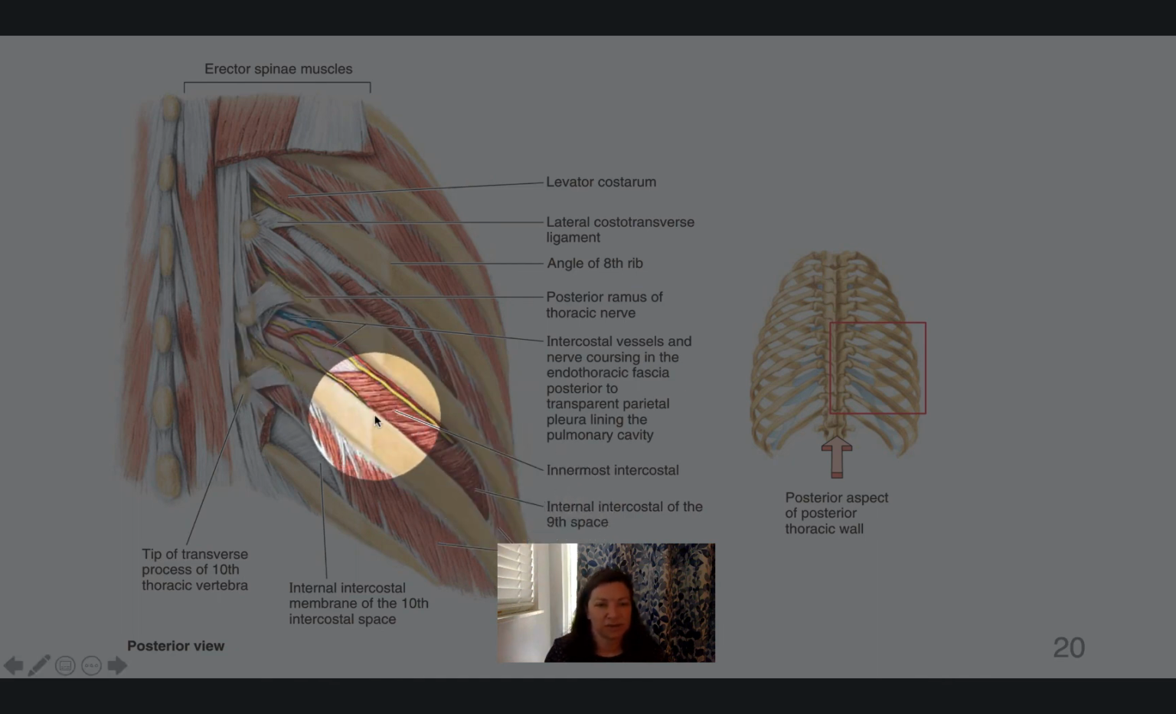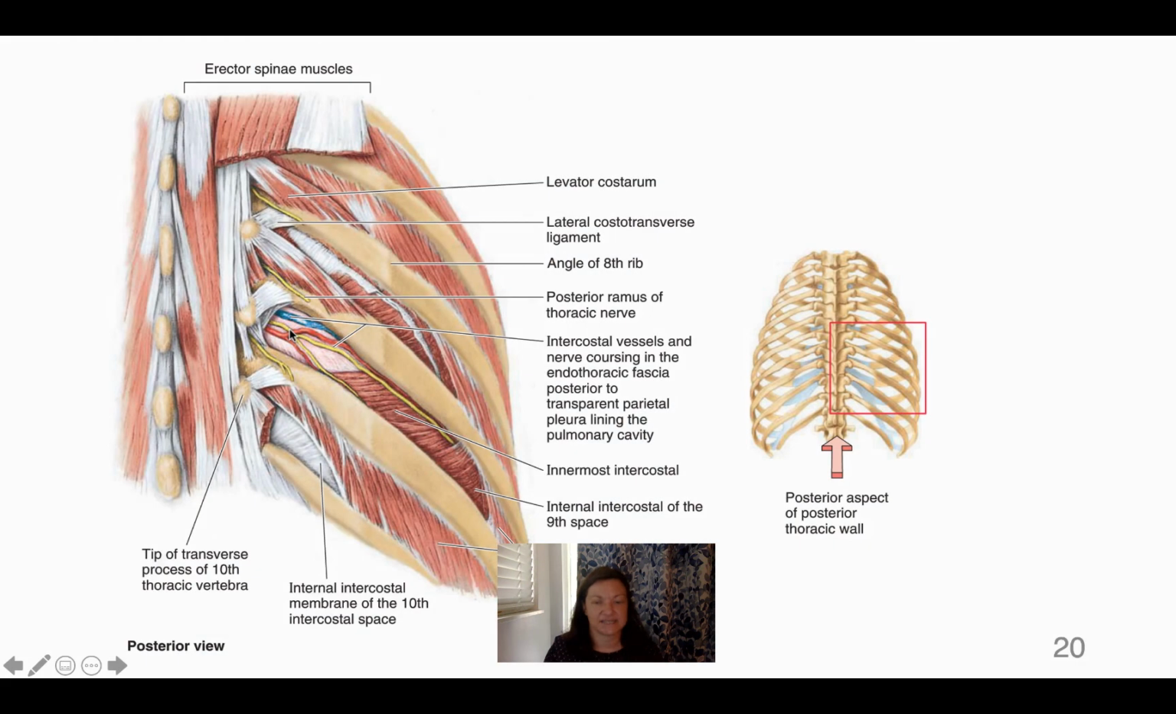And so just remembering that this arrangement of the intercostals is consistent for the whole circumference of the thoracic cage.